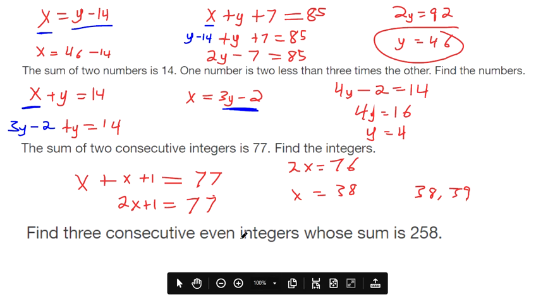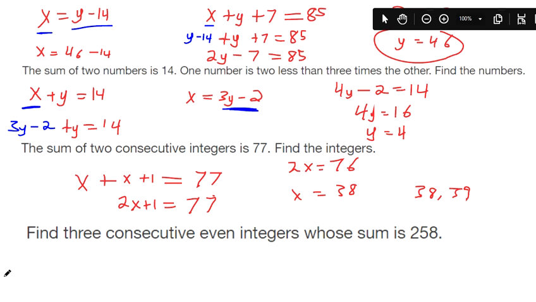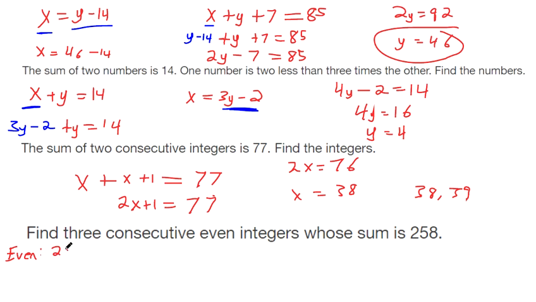Find 3 consecutive even integers. So this is the first time in this class we've dealt with even integers. Here's how we can write even numbers. It's 2 times x. Okay, think about that expression 2 times x. Any number you plug in for x, whether it's odd or even, as long as it's an integer, it will turn out to be an even number, because if you multiply it by 2, it warps it into even land.